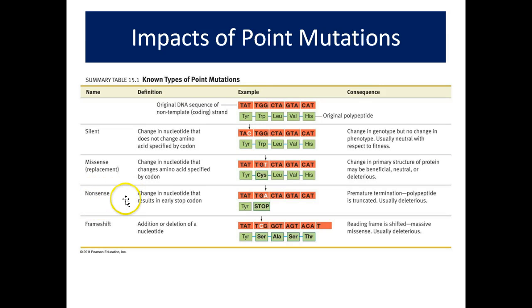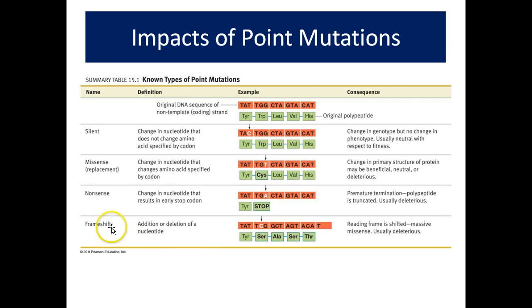There can be things called nonsense mutations, where you have a stop codon inserted into a gene, which causes premature termination of translation. The polypeptide or the protein is then very short, and this is usually a bad thing.